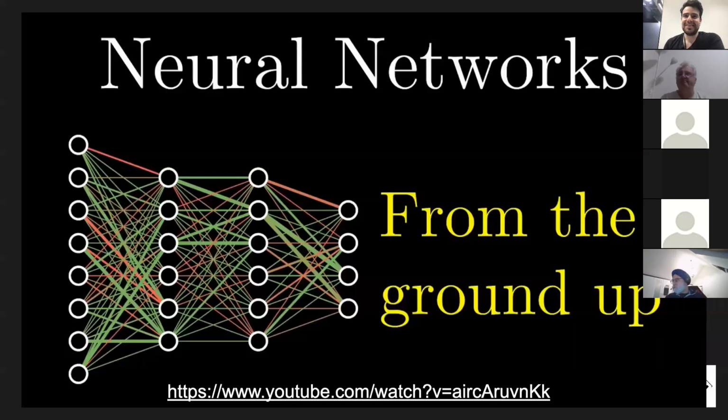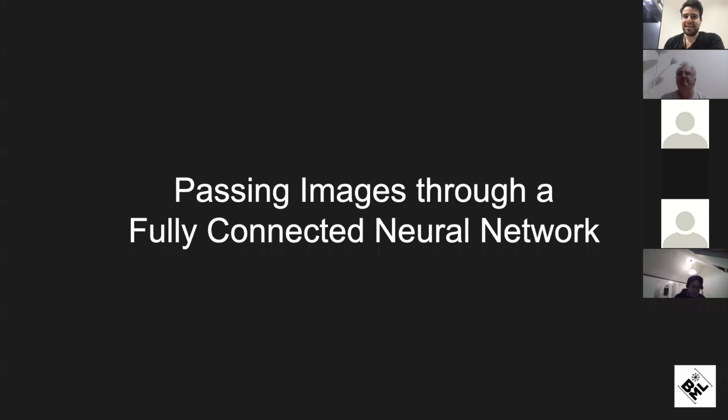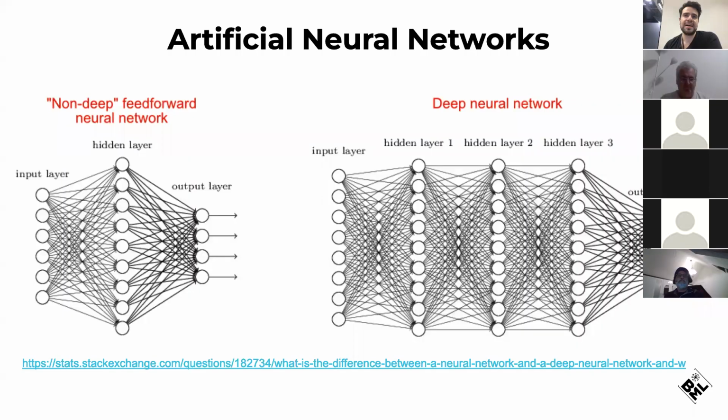Perfect. So let's try this. Let's use images and pass images through a neural network. For us to understand how to do that, you might have been passing numbers from the input layer through the network. How do you pass images through the network?